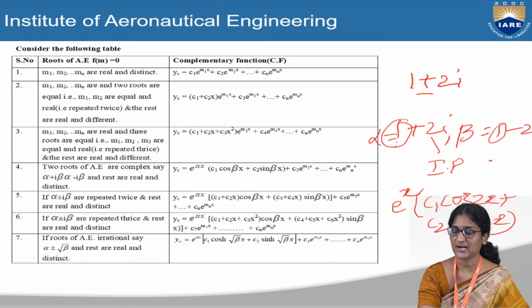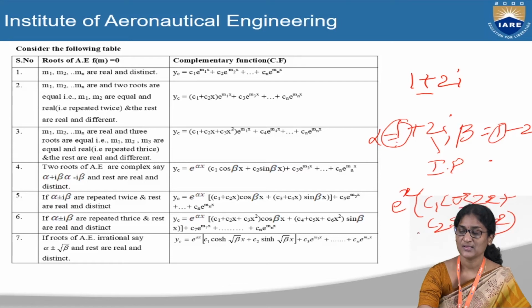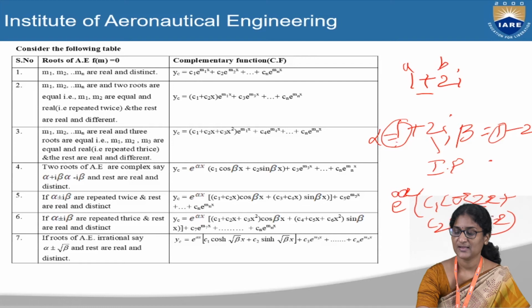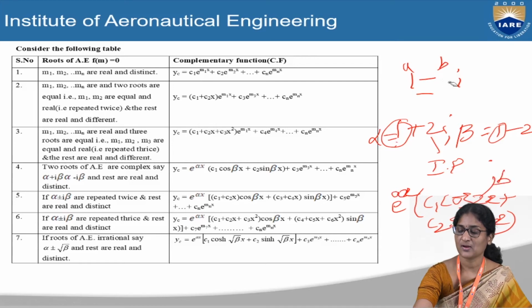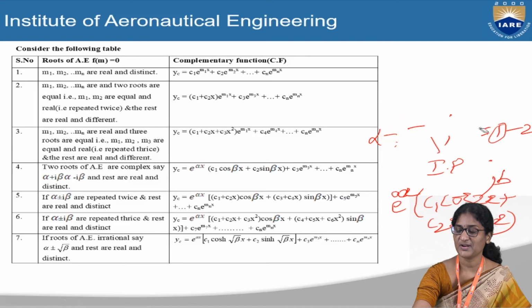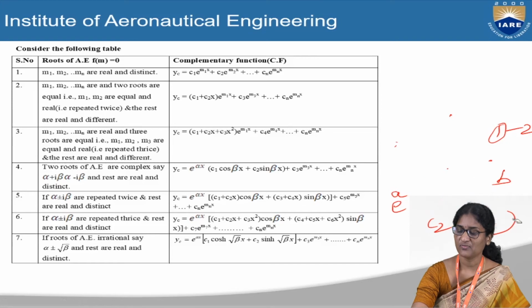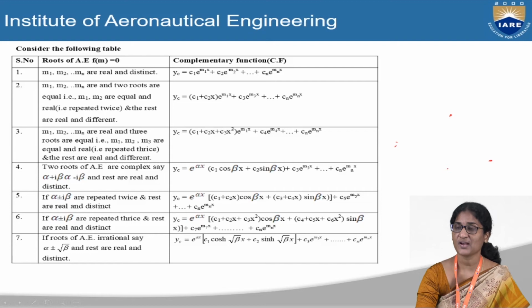The imaginary part will act like the angle in cos and sin, and the real part will come here as e power x. Suppose it is a and b. Here a is the coefficient of the exponential, and this is nothing but the b part. So this is how we have to give the complementary function for the complex roots. Sometimes we'll get more than one complex root.